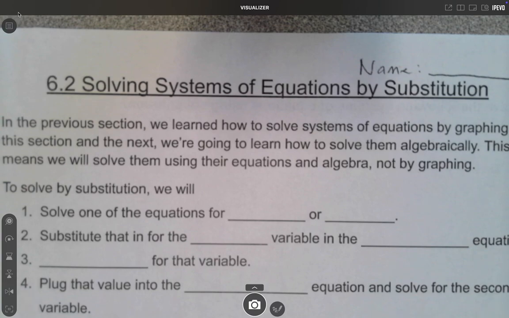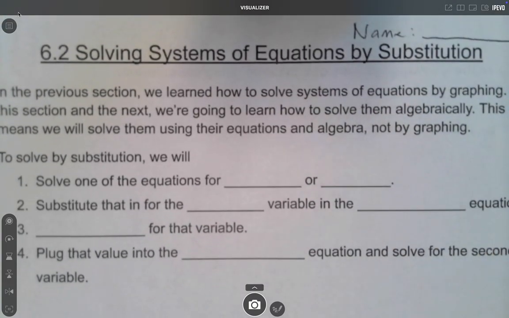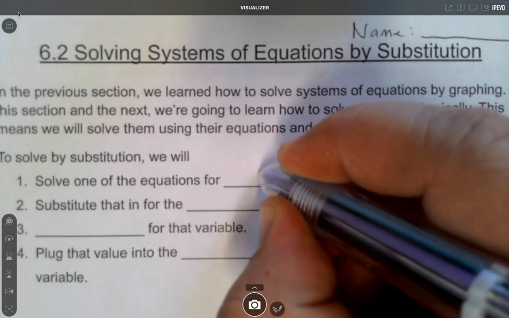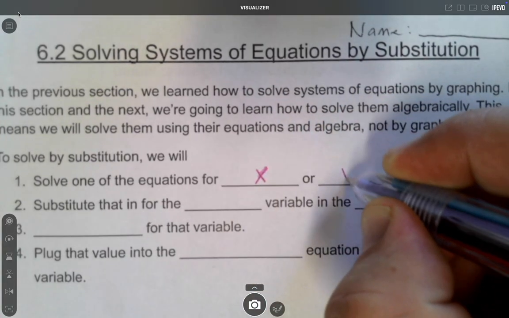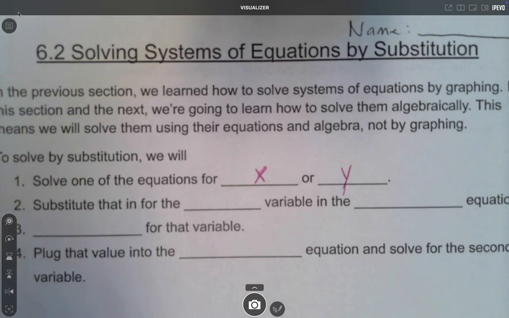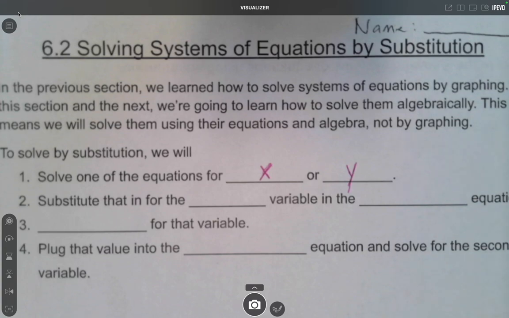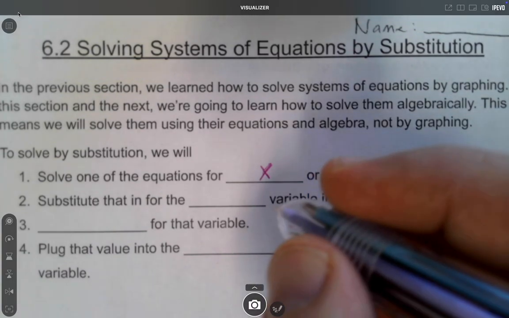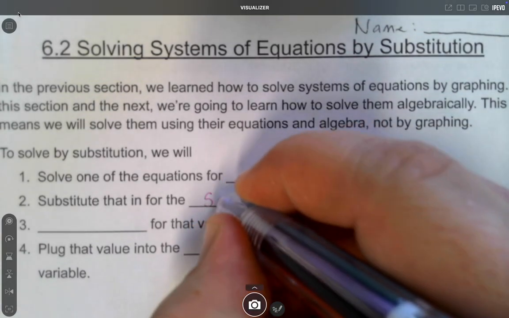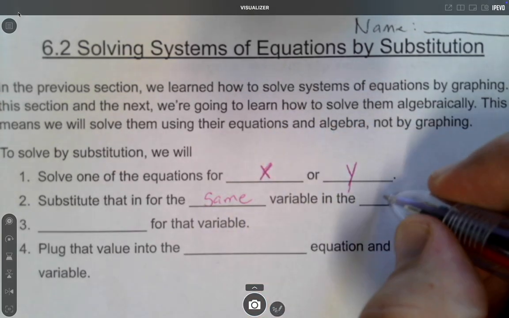So to solve by substitution, we'll solve one of the equations for either x or for y. And it doesn't matter which one. Well, let me say it this way. Mathematically, it doesn't matter which one. There will definitely be times where it'll be easier for us to solve for x or for y, but you can do either one. Then, once we solve for x or y, we'll substitute that in for the same variable in the other equation.